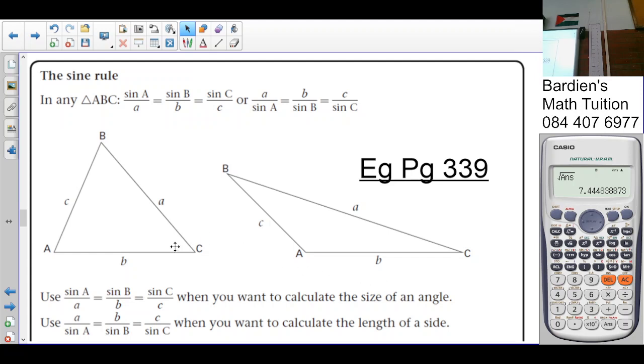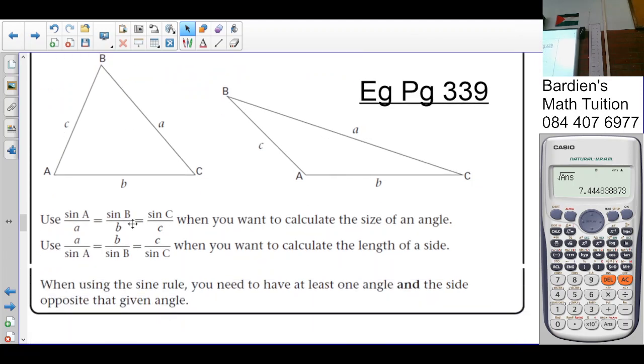And there's a note given there. It says use that when you want to calculate the size of an angle, and use that when you want to calculate the length of a side. But like I said, if you use the first one all the time, no problem. Use the second one all the time, you get the same answer. That's what I'm trying to say.